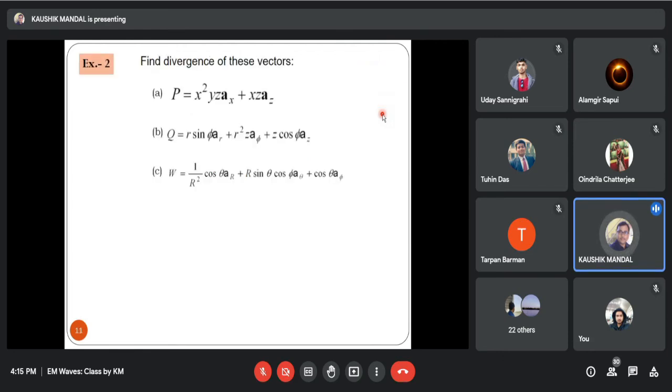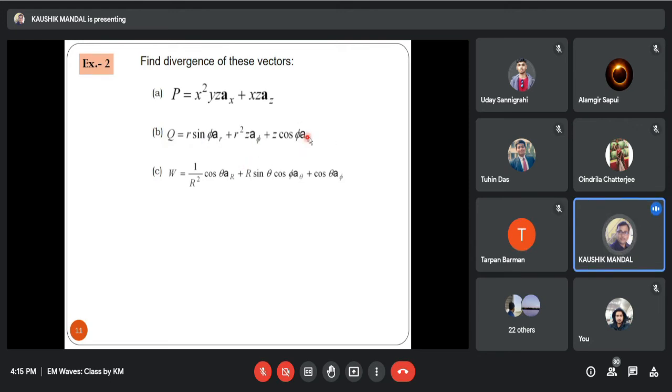Now one example is considered like the previous case. P, Q and W are given. From the equation you can easily identify which coordinate system to apply to find the divergence of the vector. Vector P is in terms of Ax and Az, so obviously you have to use the divergence equation in Cartesian coordinate format. This is AR, A phi, Az.